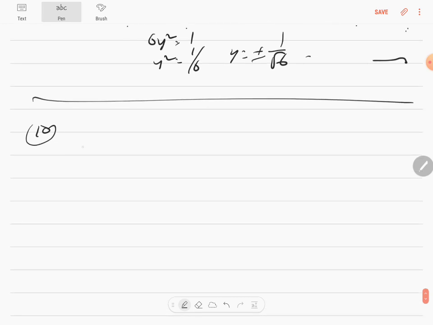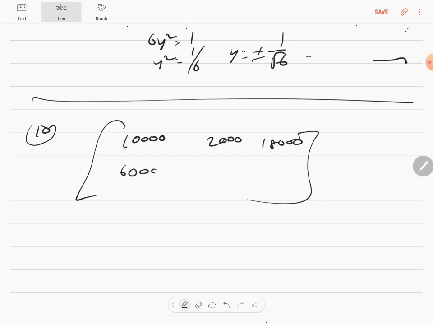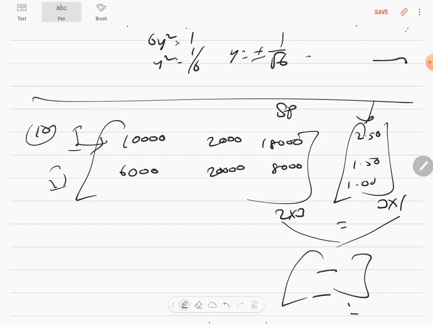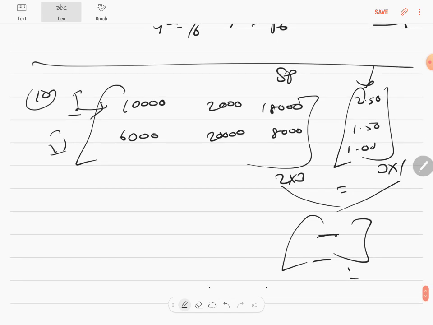In this question, you see market 1 has 10,000, 2,000, 18,000. Then market 2 has 6,000, 20,000, 8,000. You have the price vertically, you should write 2.50, 1.50 and 1 rupee. And this is the selling price in market 1 and market 2. This is a 2 by 3 matrix. This is a 3 by 1 matrix. You will get a 2 by 1 matrix. So first row, first column will come here. The second row, first column will come here. Thus you get the total selling price.